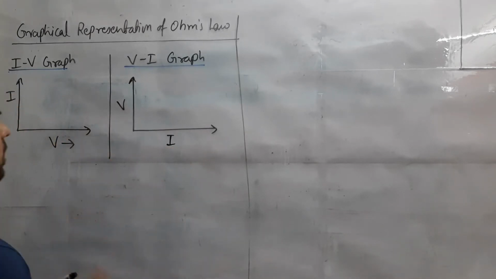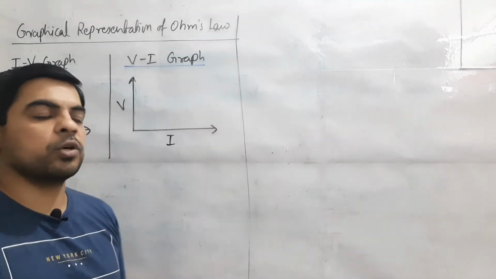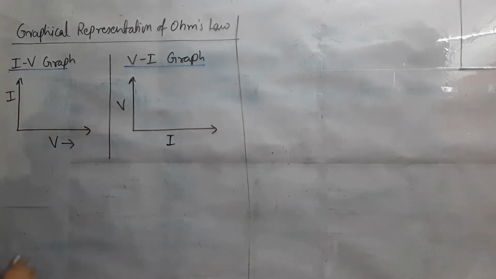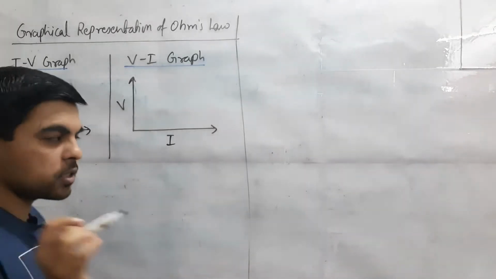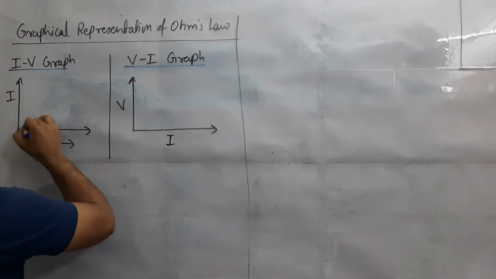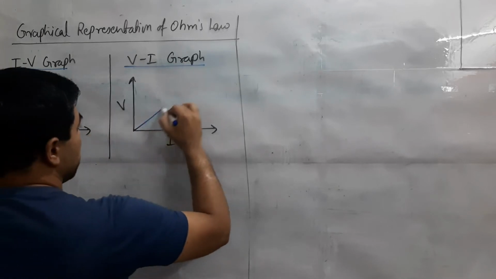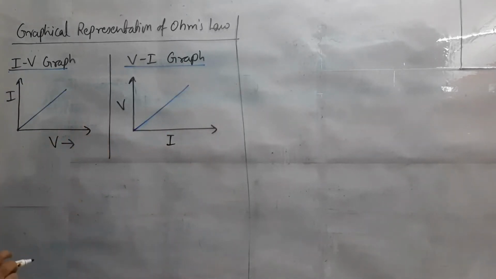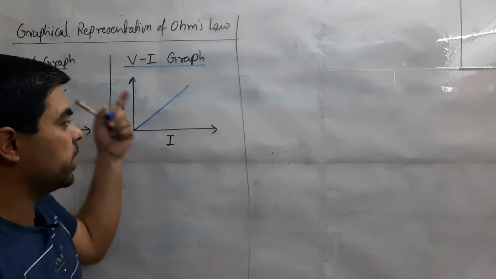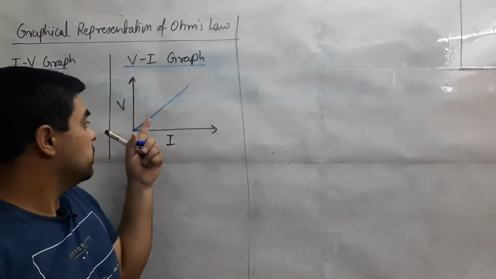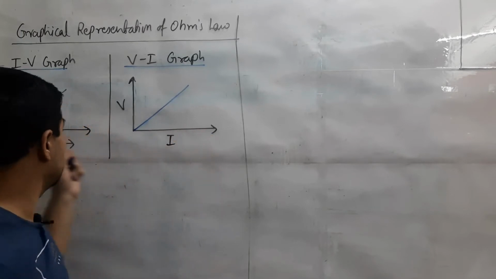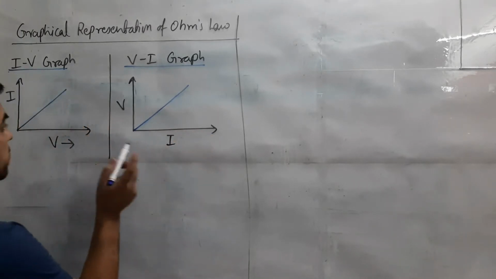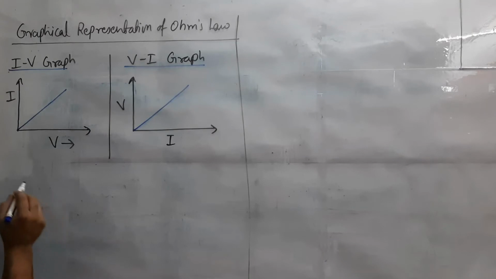So whether it is VI graph or IV graph, the relation is common. I and V are in direct proportionality at a special condition, obviously, constant temperature and constant mechanical strain. To represent the direct proportionality, the method of representing the graph in both cases is the same. It is a straight line making a particular angle theta with the x-axis, and the difference between the two is in terms of slope.